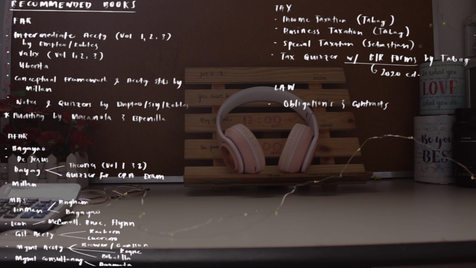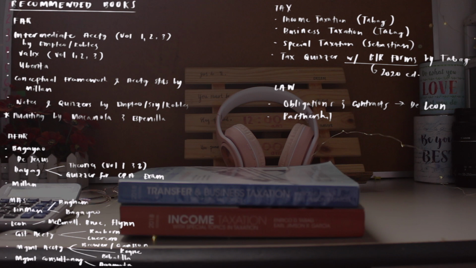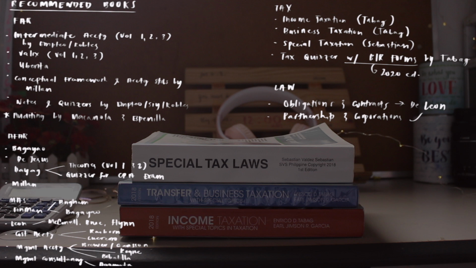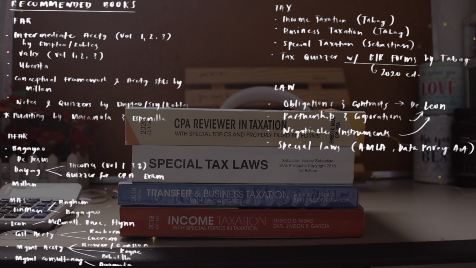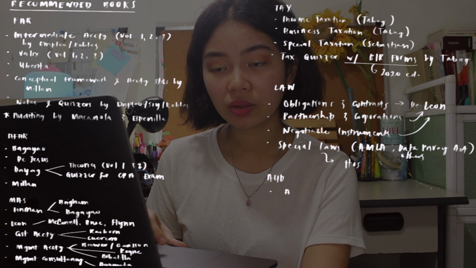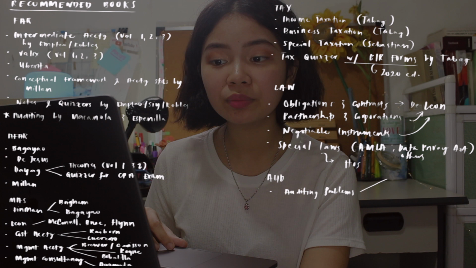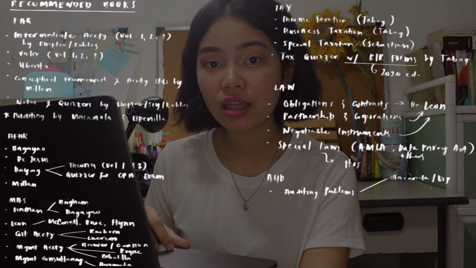For taxation, we have the books by Sir Tabag. Yung Volume 1 and Volume 2. Volume 1 for income taxation, Volume 2 for business taxation. And for special taxation, I recommend the book by Sir Sebastian. And you also have yung tax quizzer na may BIR forms na. Lately, nag-update si Sir Tabag ng tax quizzer niya. So yung 2020 edition, meron na siyang BIR forms. Kasi sa CPA licensure exam, kasali ang BIR forms. So, i-recommend ko sa inyo na ang kunin nyo is yung with BIR forms, which is yung edition ng 2020.